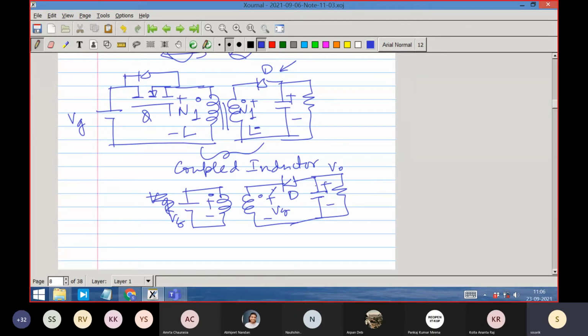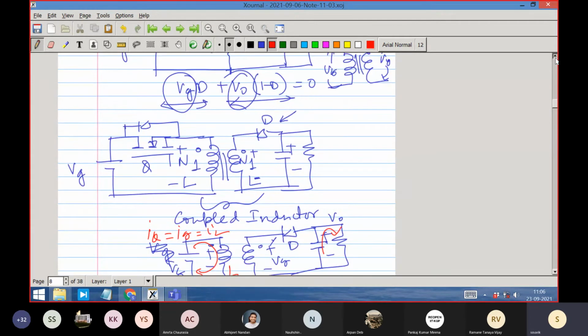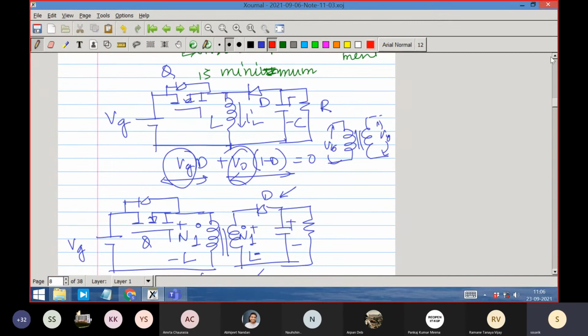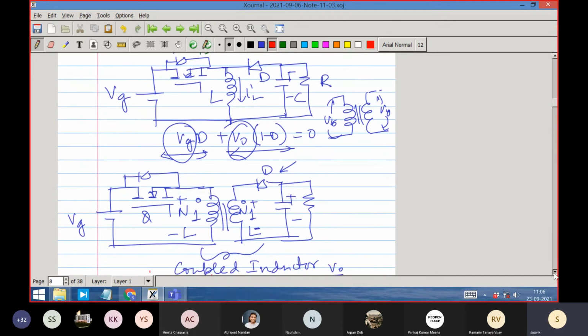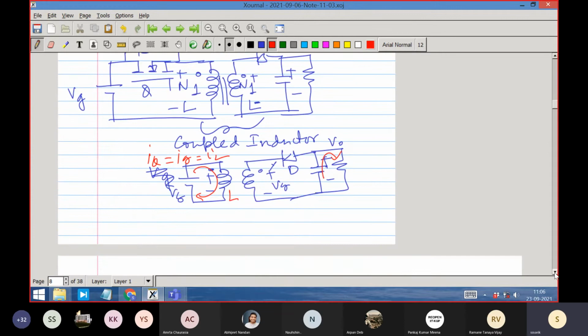So there is no current in the secondary side, as in the other buck boost converter. This capacitor is discharging. This current is storing in the inductor. This inductor is L. So I can say that IQ is equal to IG is equal to this inductor current, IL. The first part of the IL is going to this coil, and in the second part, what will happen?